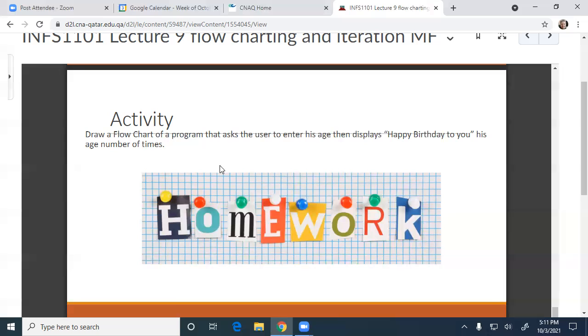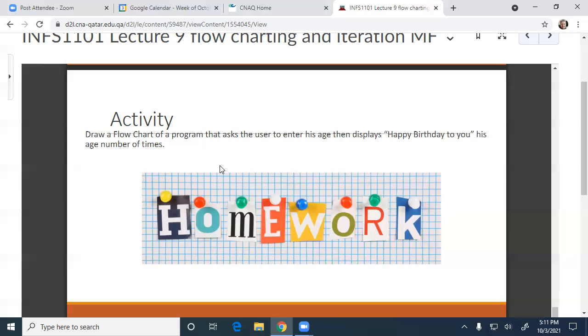So can we use the if statement? Yeah, this is an if statement. Whenever you see a decision, it's kind of like an if statement. If the count is not less than the age, then the count is equal to the age, or it's bigger than the age, in which case we end.